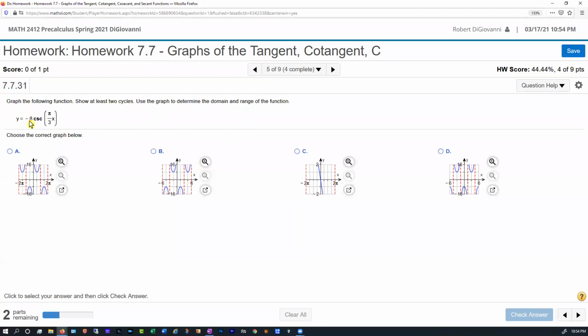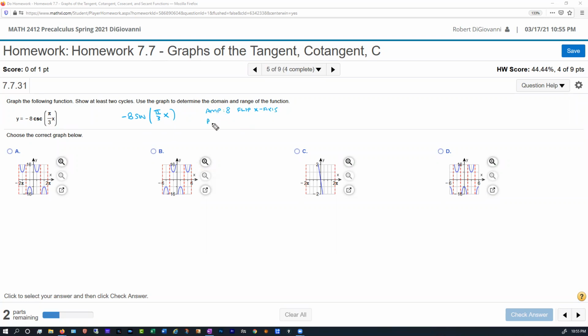Okay, next one, we want to graph -8 cosecant of pi over 3x. So I'm going to start this by actually graphing -8 sine, which is the reciprocal of this, of pi over 3x. All right, so amplitude is 8, but it's going to be flipped over the x-axis because of the negative in front of the 8.